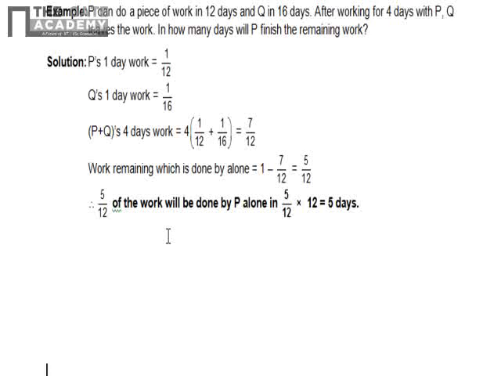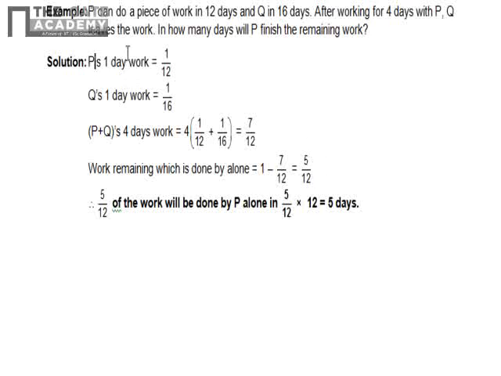First you have to find out how much part of the work is finished in 4 days when they are working together. P's 1 day work is 1 by 12 and Q's 1 day work is 1 by 16. So P plus Q's 4 day work is 4 into 1 by 12 plus 1 by 16, that is 7 by 12. Since we consider the work as one unit, you find the remaining work by this formula, 1 minus the completed work.